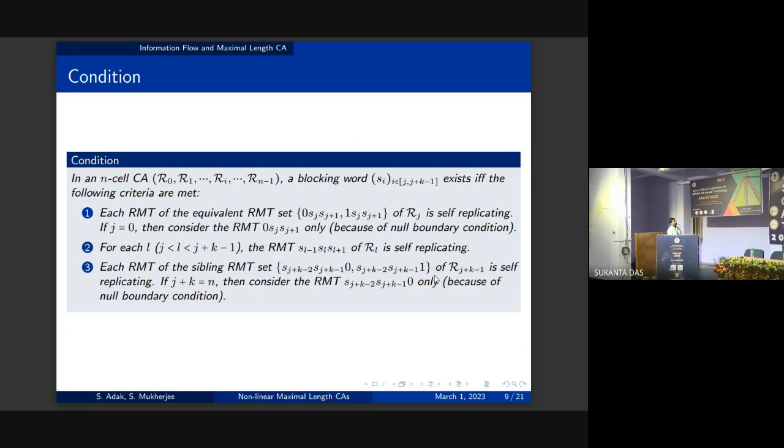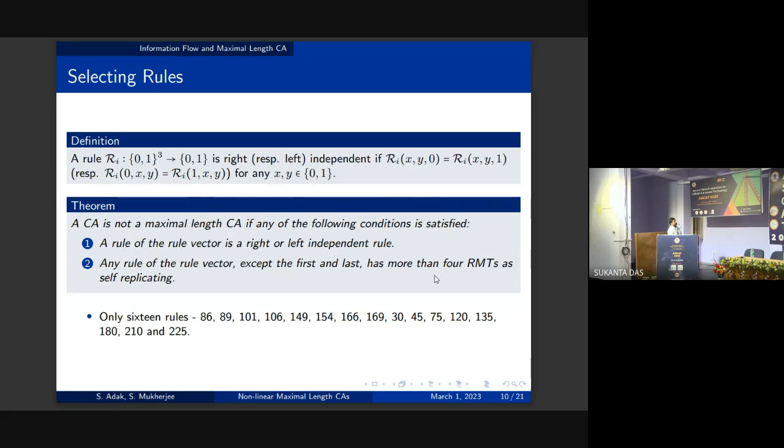Now selecting rules as an application of the blocking word. There are some rules which always participate to generate the blocking word: one is the left independent rule and the other is the right independent rule. A rule is right independent when the next state values of all the sibling RMTs are the same, and a rule is left independent when the next state values of all the equivalent RMTs are the same.